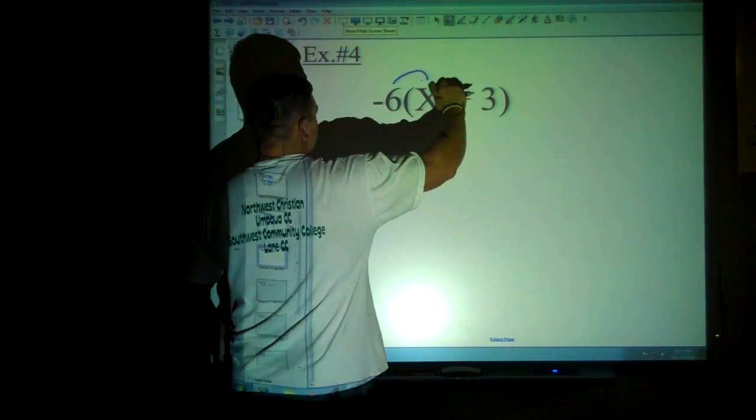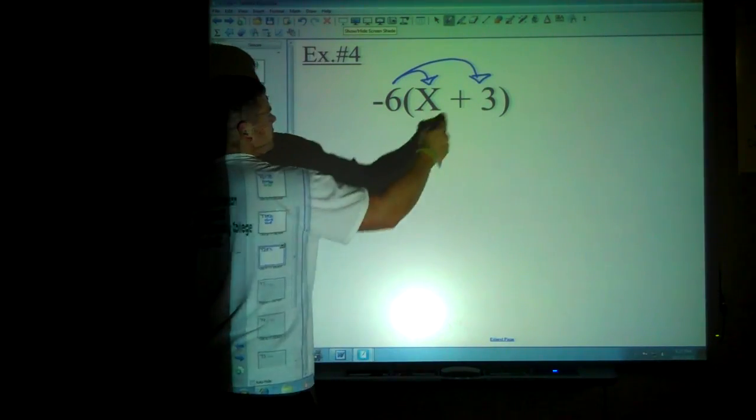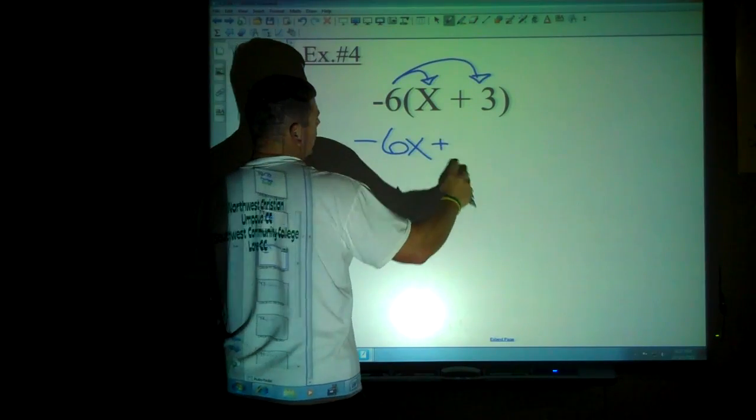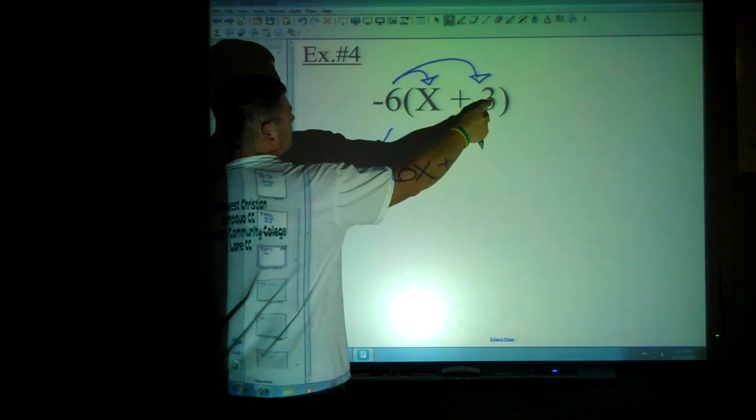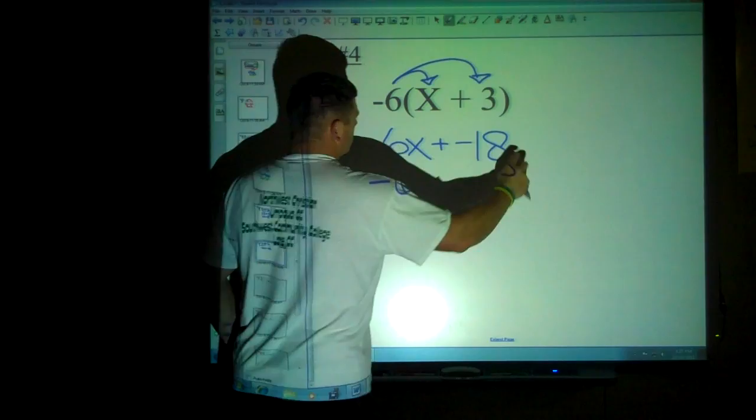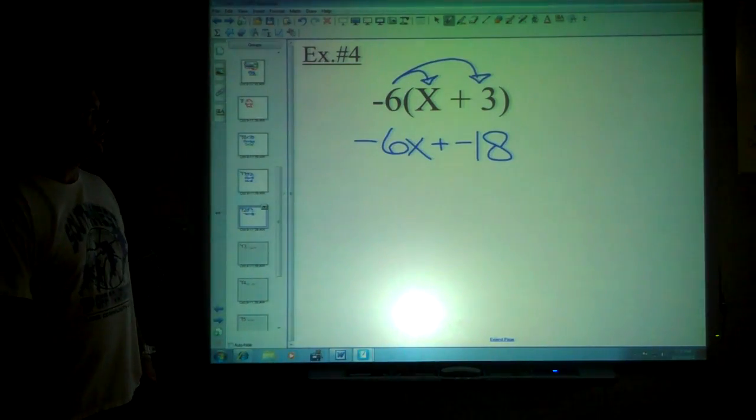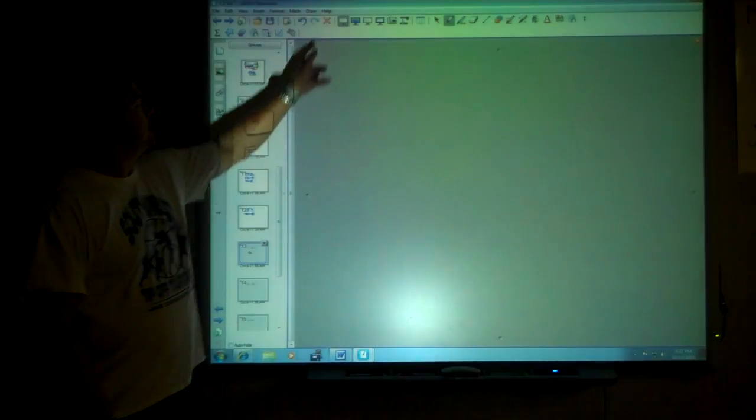Multiply the number on the outside times each number on the inside. We have addition. So negative 6x plus. Now remember, a negative times a positive makes a negative. You've got to watch your signs. So you have negative 6x and negative 18.